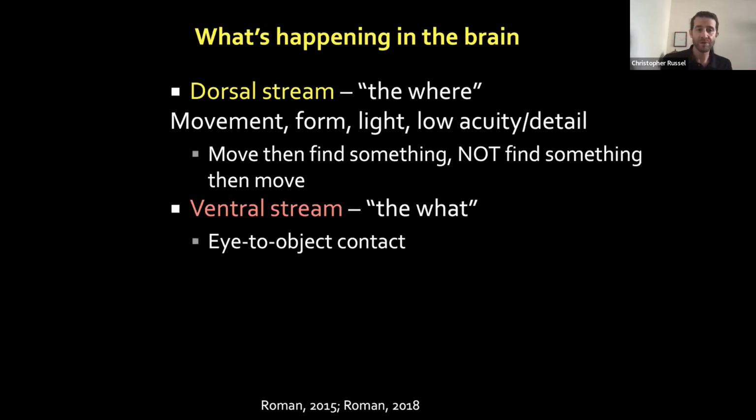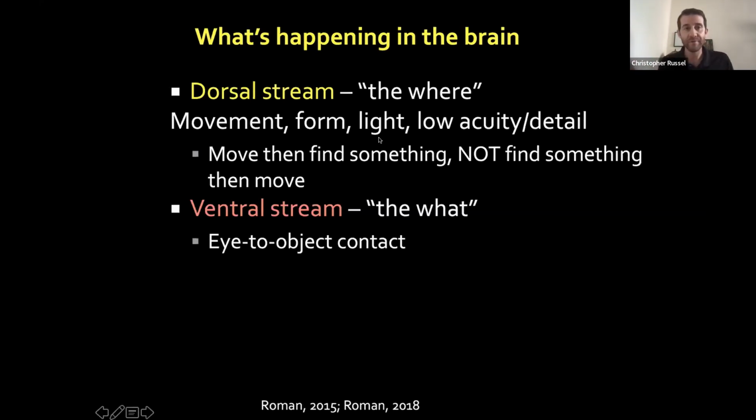So the dorsal stream is the pathway that gives you information about roughly where you are and the fact that there are things around you, but no information about what those things are. No information about acuity, no ability to classify or categorize the things that are around you.